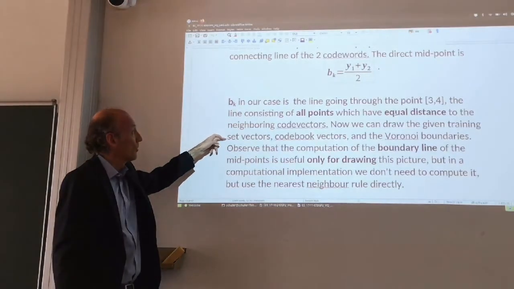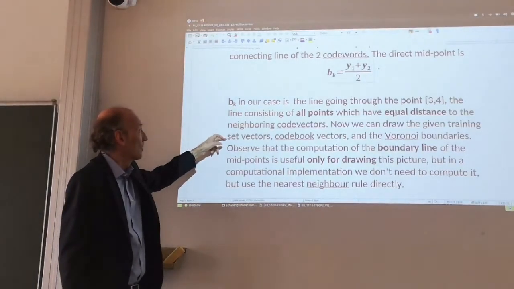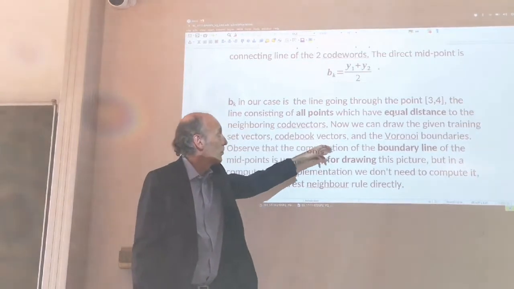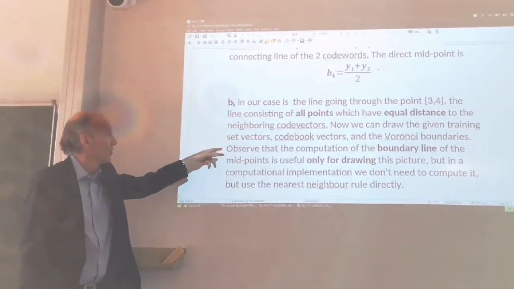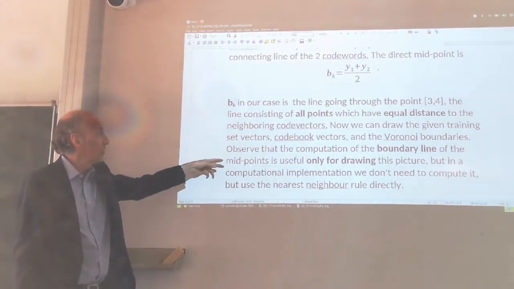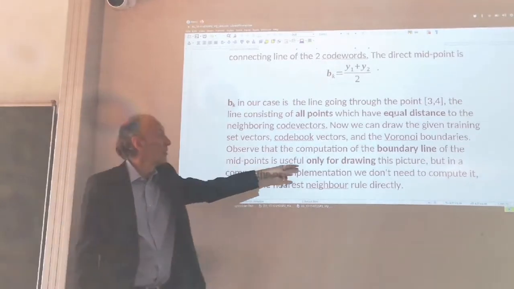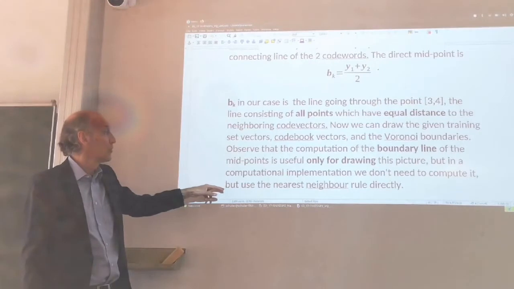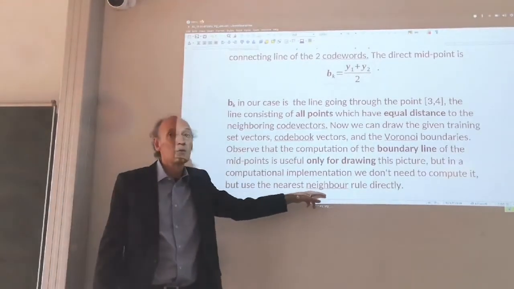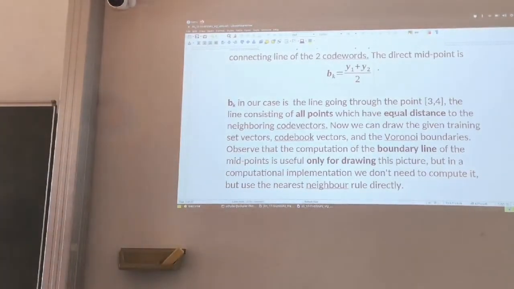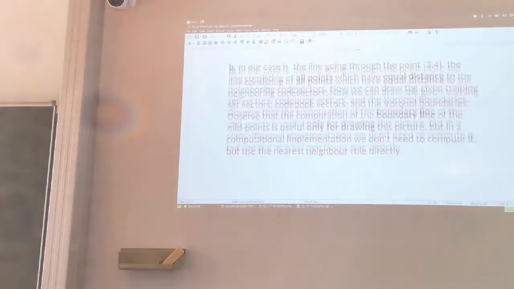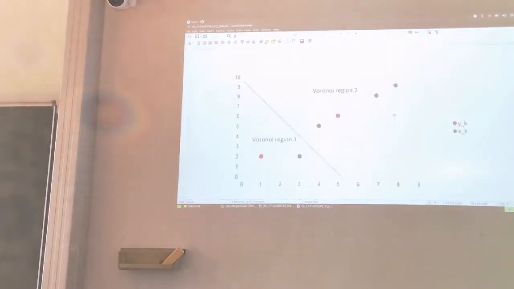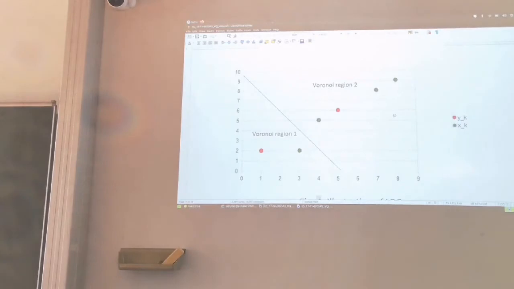So now we can draw the given training set vectors, codebook vectors, and the Voronoi boundaries. Observe that the computation of the boundary line of the midpoints is useful only for drawing this picture, but in the implementation we don't need to compute it, but use the nearest neighbor rule directly. Basically just for drawing. So here you can see the resulting picture.